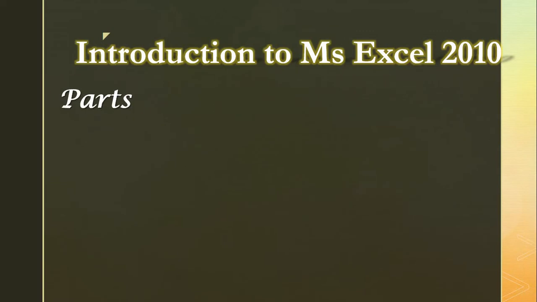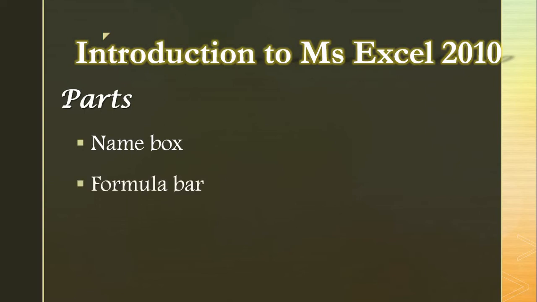Next, Name Box. It displays the cell address of the current cell. Next, formula bar. It displays the content of the current cell. It also displays the formula used in the current cell.